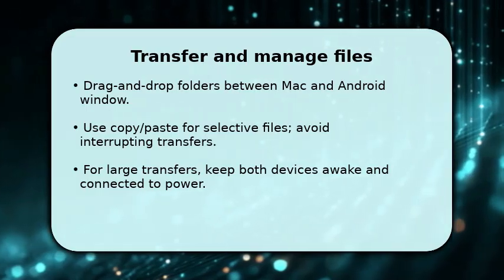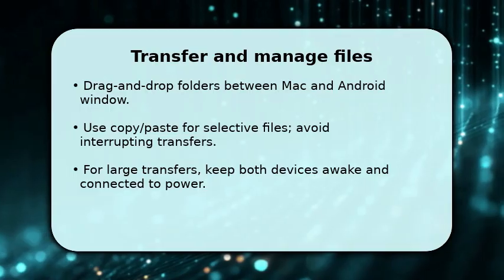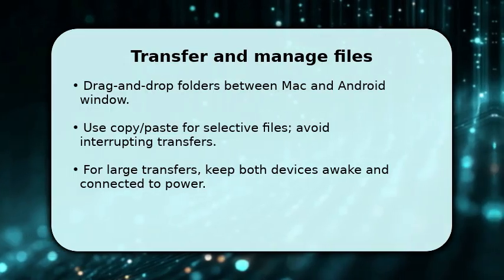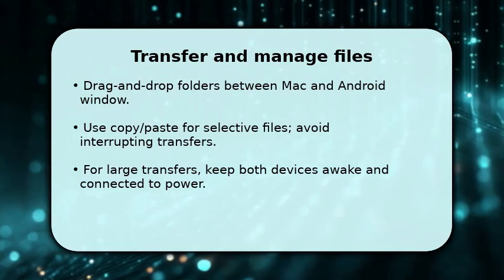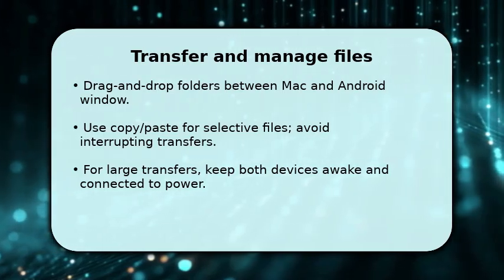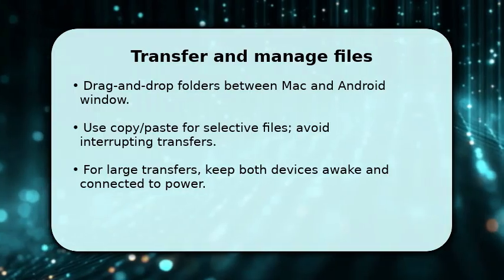Open the Android File Transfer window or the device entry in Finder. Browse to the folder you want on either side. Then drag a selection or use copy and paste. Dragging preserves folder structure, while paste gives precise placement.